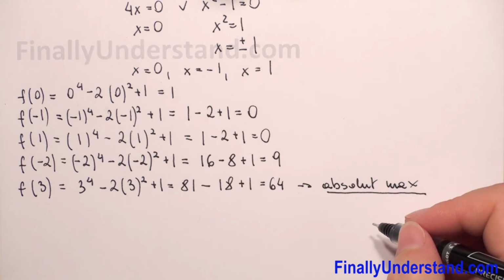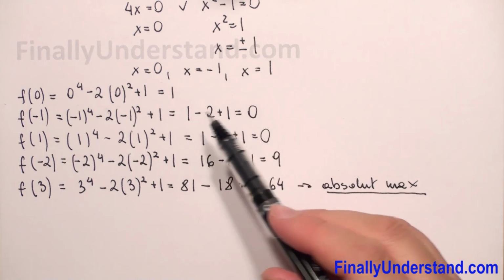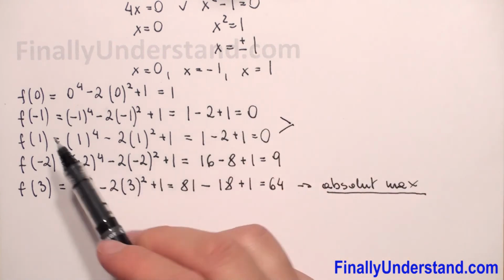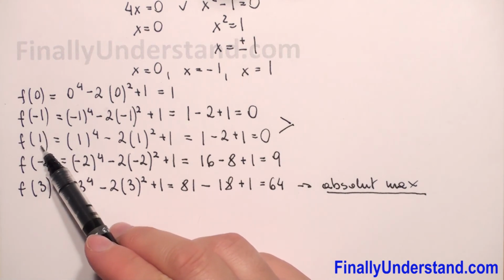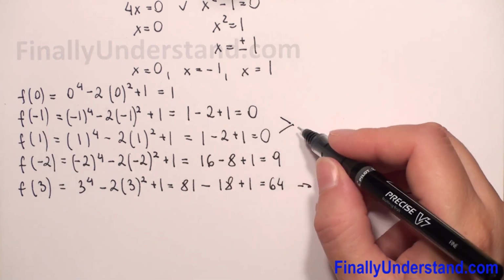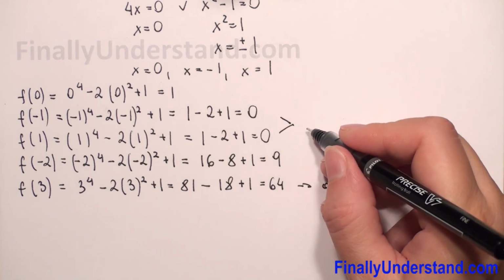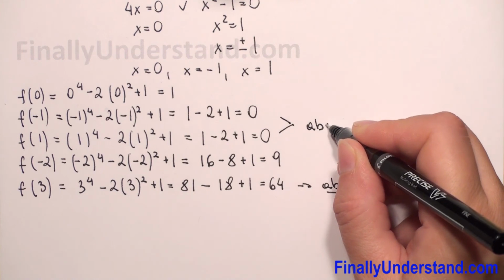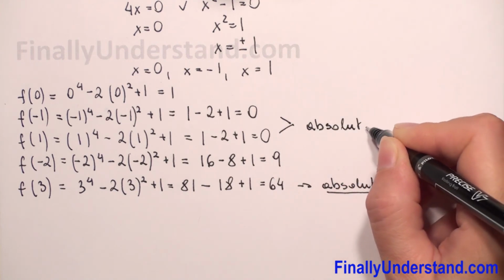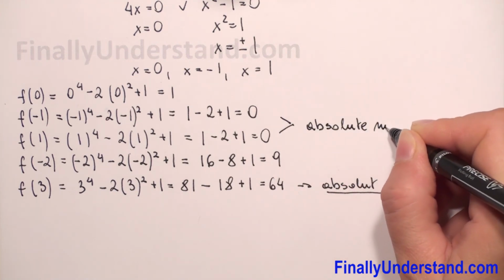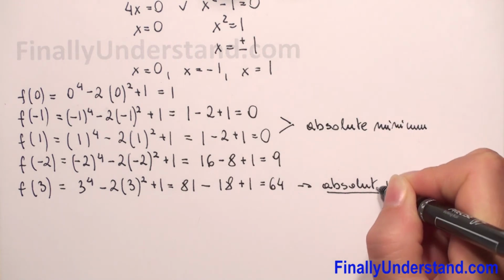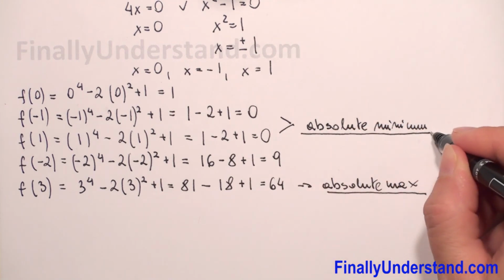And now we have to choose the smallest value. We have 9, 0 and 1. 0 is the smallest value. So for x equals negative 1 and x equals 1, we have the value 0. So this is my absolute minimum. This is my solution.